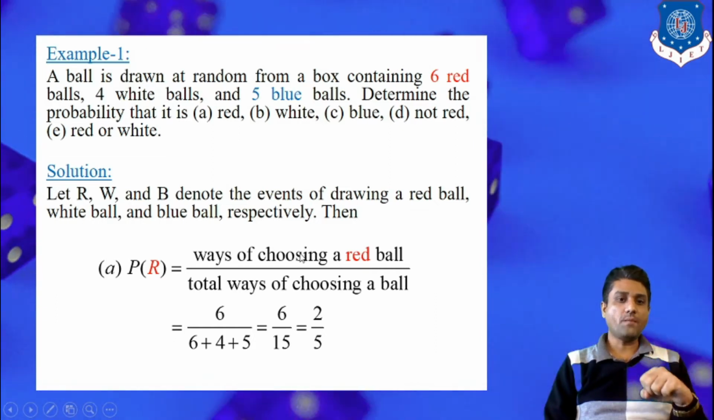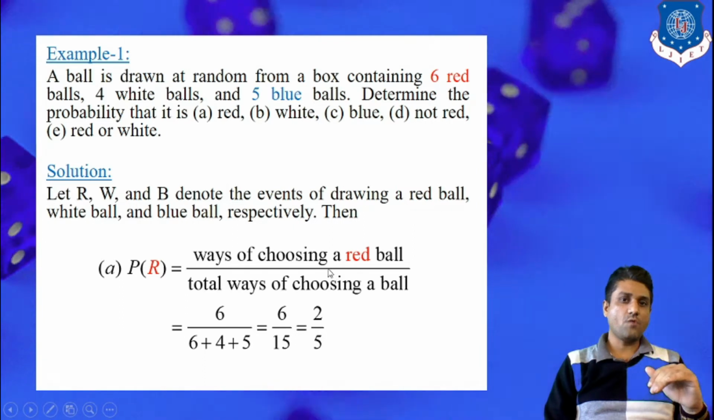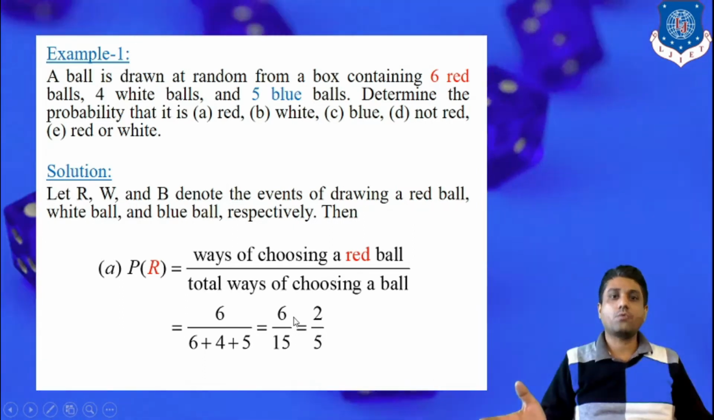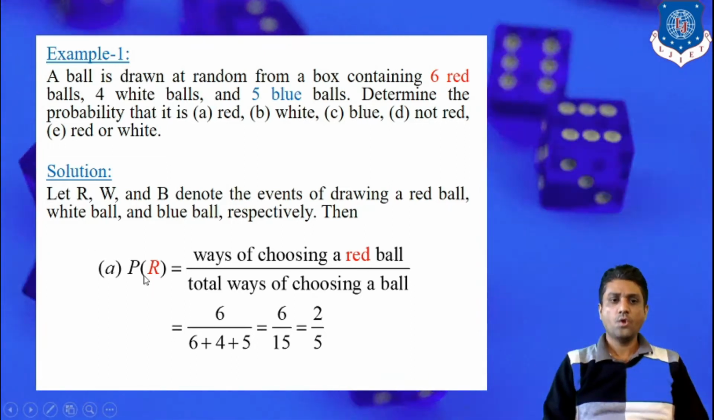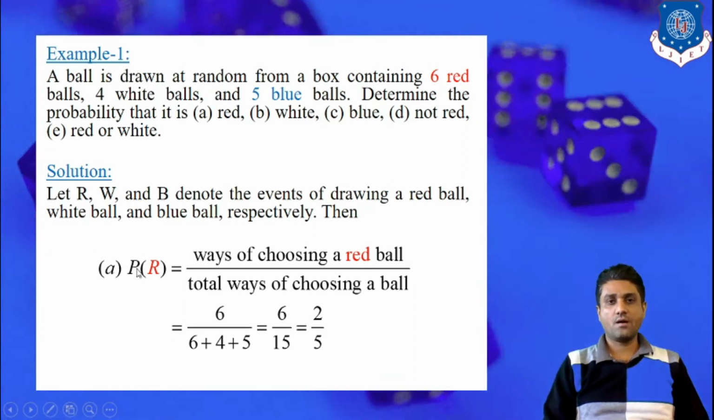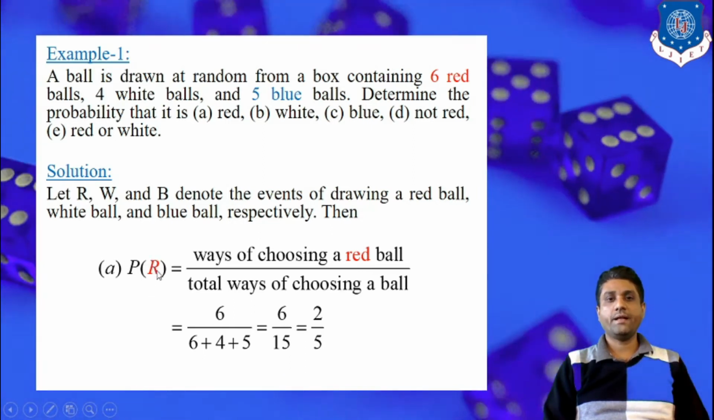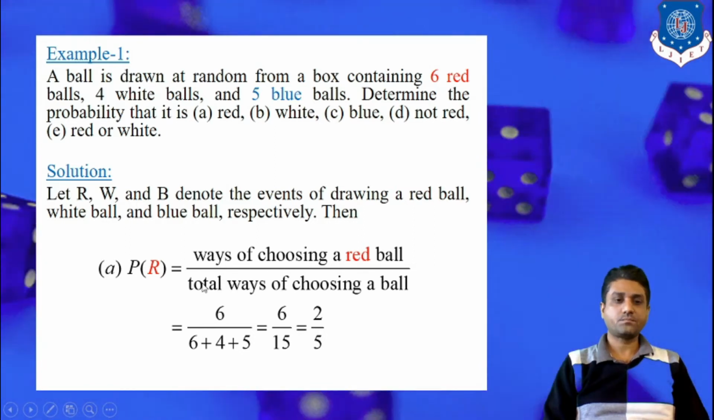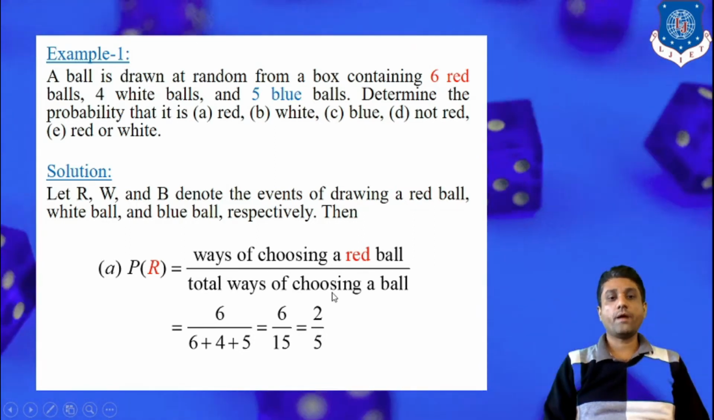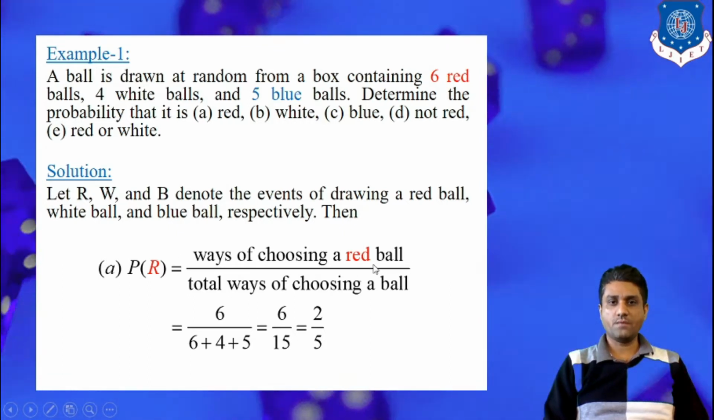So our favorable outcomes we write in the numerator, and in the denominator we write the total possible outcomes, that is, how many balls the box contains. So the formulation of the probability of getting a red ball is the ways of choosing a red ball among the total ways of choosing a ball. Our favorable outcome is a red ball.